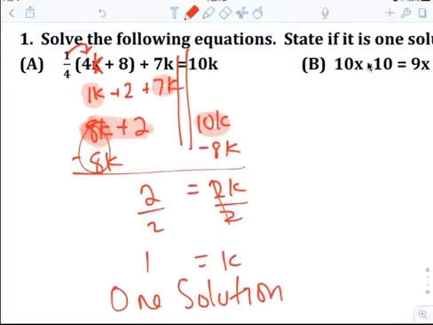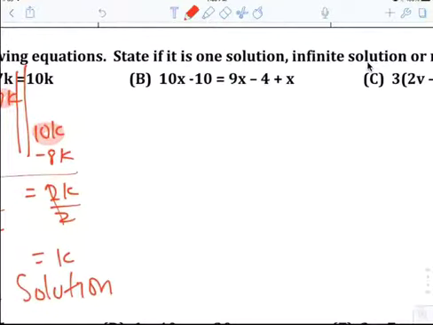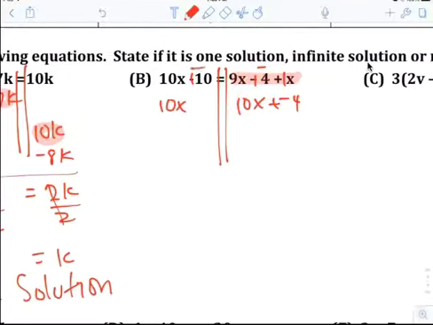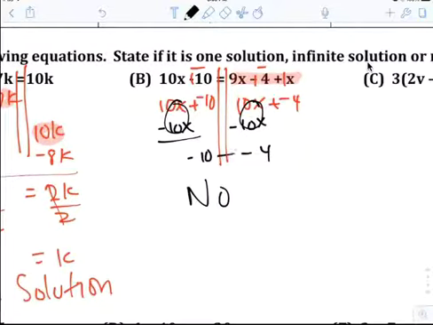Okay? And this one here, you do these two, this expression, there's nothing you can do. This expression here, there is. You can combine the 9 with the 1x. 9 plus 1x is 10x. Additive inverse plus a negative 4. Can't do anything here. 10x plus a negative, additive inverse. Okay? And then you minus 10x, minus 10x. 0 plus negative 10 is negative 10. 0 plus negative 4 is negative 4. This is no solution because they don't equal.